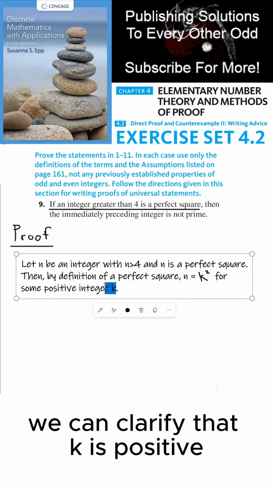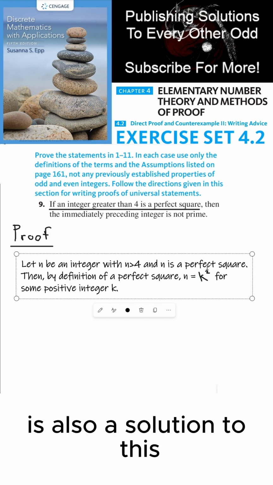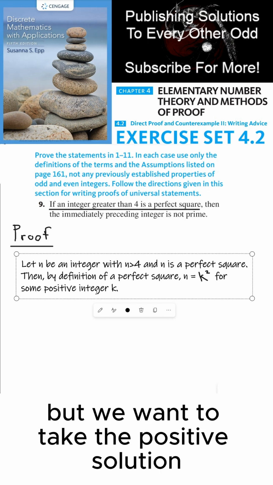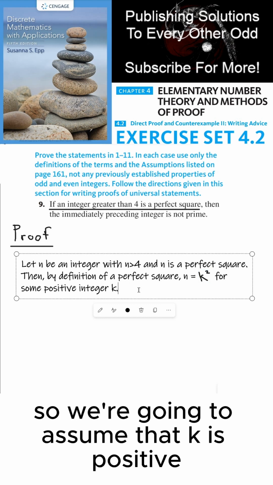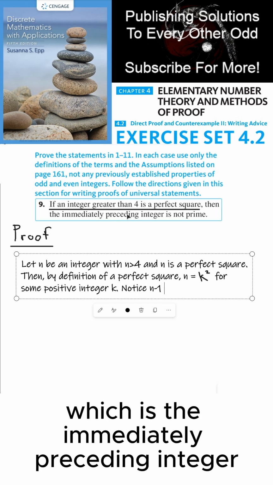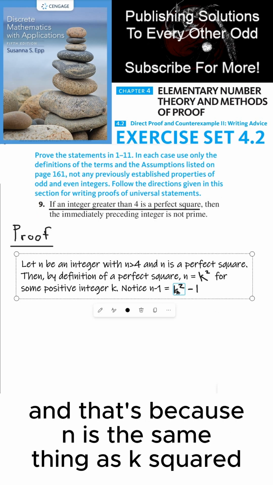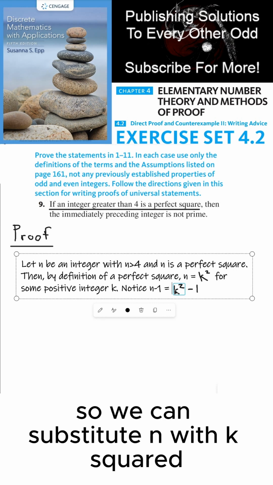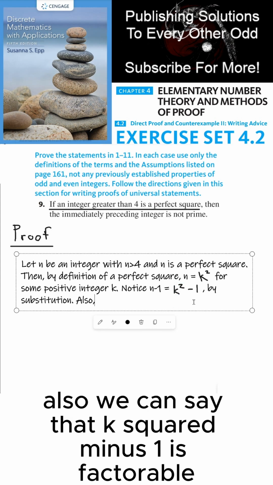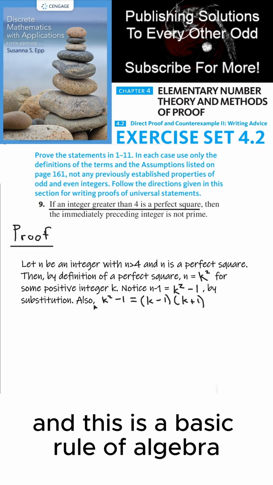We can clarify that k is positive since n is positive. It might be the case that negative k is also a solution, but we want to take the positive solution, so we're going to assume that k is positive. Now, we might notice that n minus 1, the immediately preceding integer, is the same thing as k squared minus 1, because n is the same thing as k squared. So we can substitute n with k squared. Also, k squared minus 1 is factorable: k squared minus 1 is equal to k minus 1 times k plus 1. This is a basic rule of algebra.